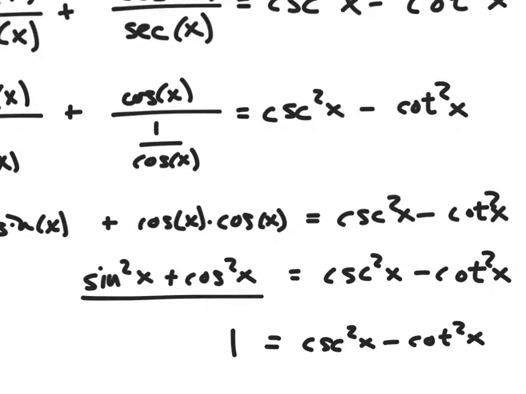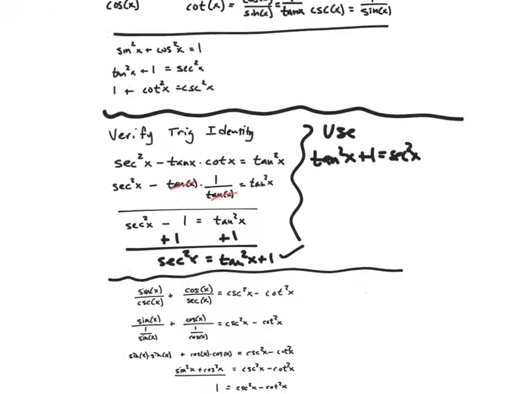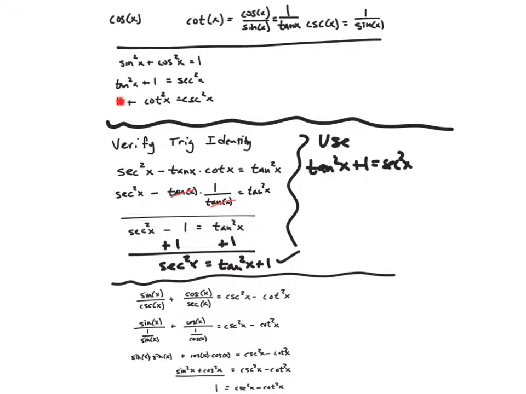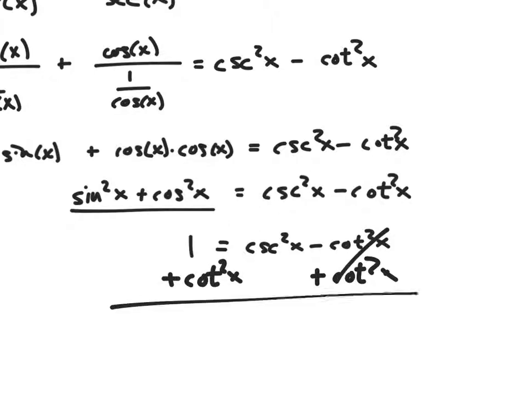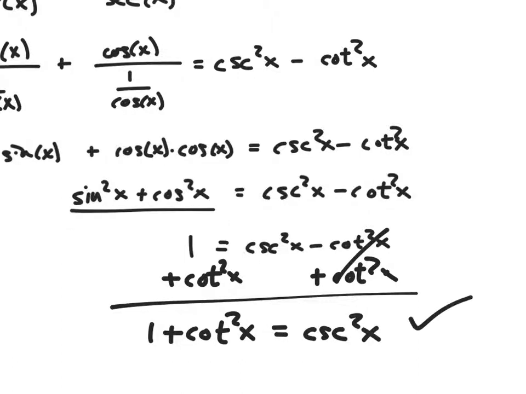Now, remember we have this Pythagorean identity here: 1 plus cotangent squared x equals cosecant squared x. So all I need to do is add cotangent squared x to both sides and we're done. So add cotangent squared x, add cotangent squared x, and so we get 1 plus cotangent squared x is equal to cosecant squared x. And that's one of our identities. And so we're done and we're good.